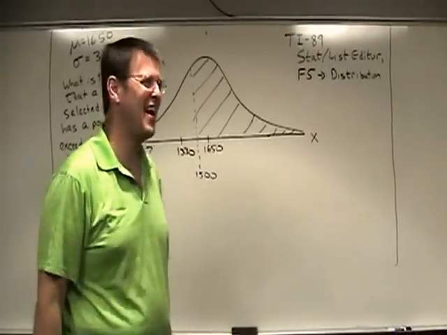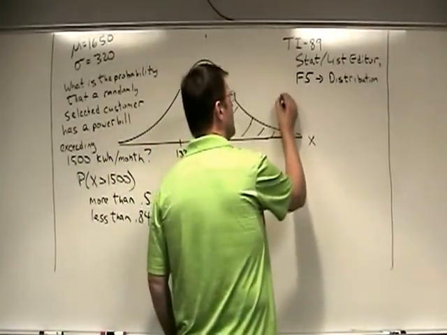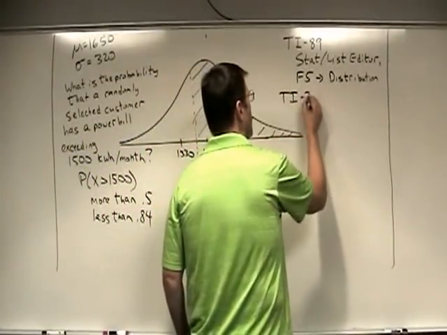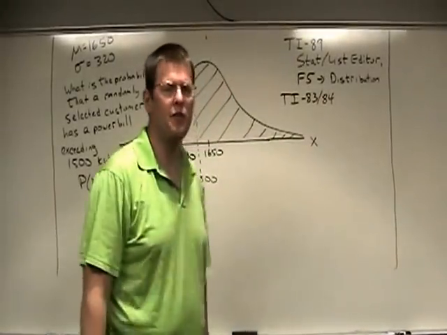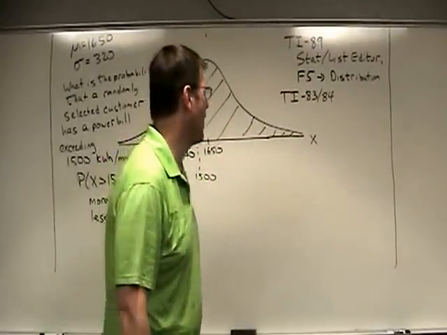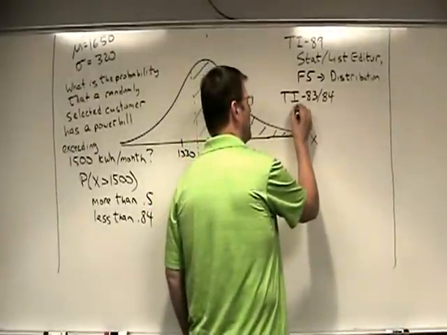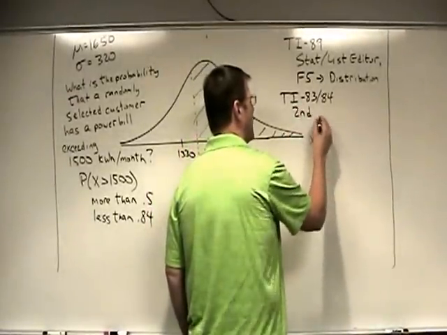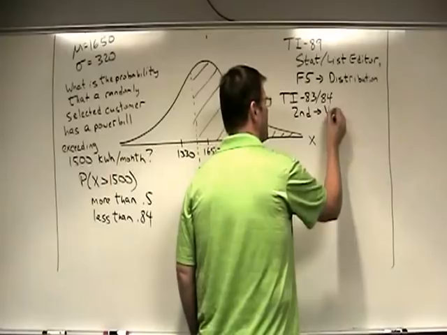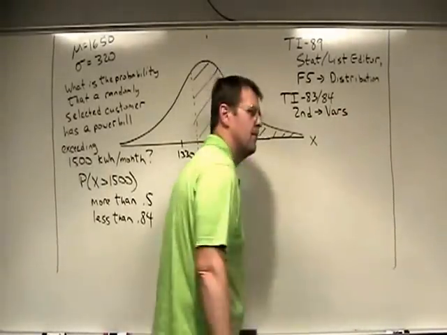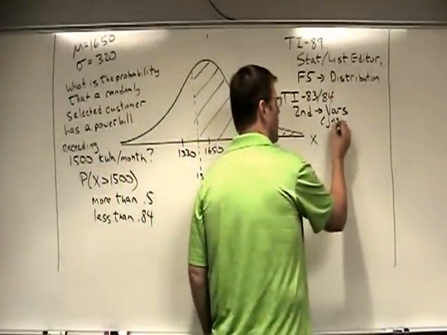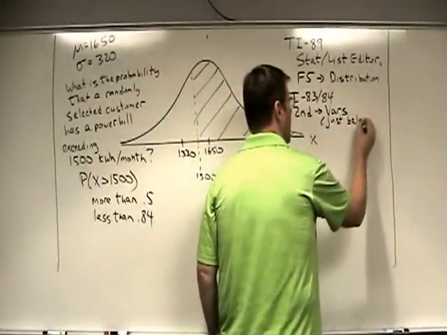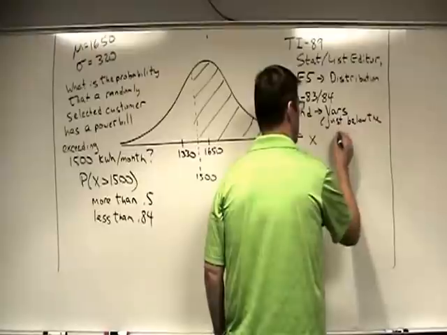Those of you with the TI-83s and 84s, there's a distribution button on your calculator. The way you get to it is by pressing the second button and then pressing the VARS button. The VARS button is just below the down arrow.